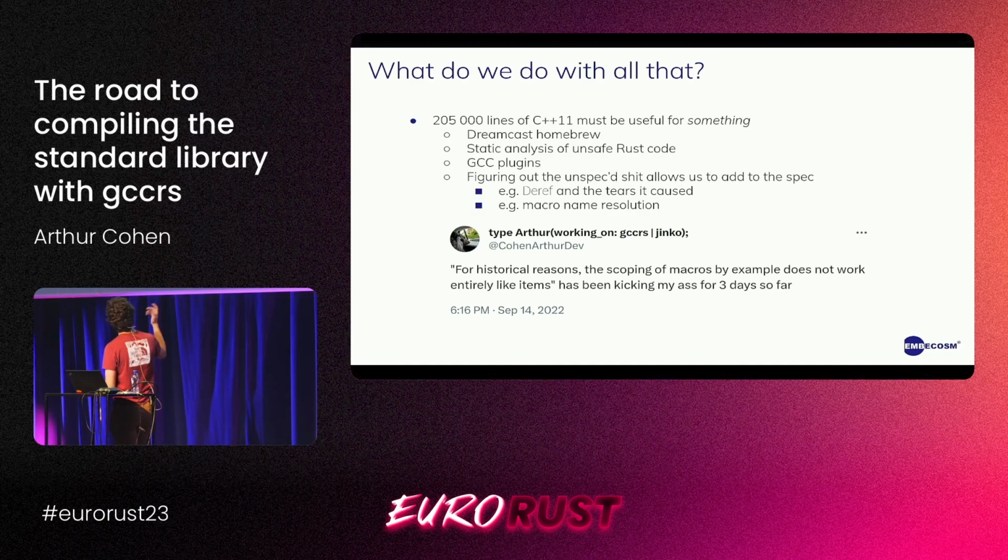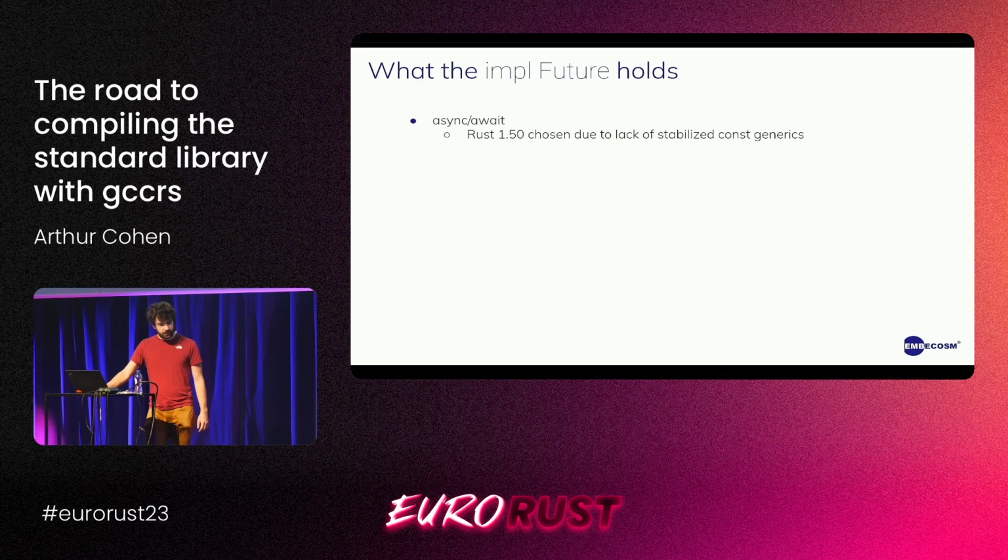Macro name resolution as well. So this was a tweet saying, for historical reasons, the scoping of macros by example does not work entirely like items. Has been kicking my ass for 3 days. This was in September of 2022. It's still the case today. This sentence is at the beginning of the section on macro name resolution in the Rust reference. And yeah, macro name resolution is fun.